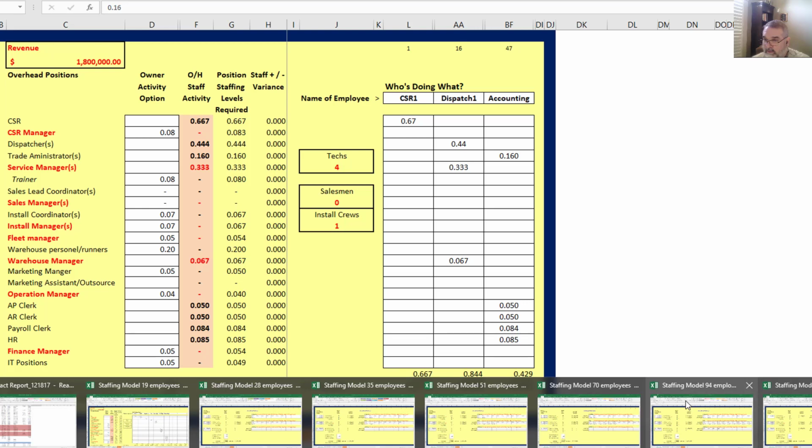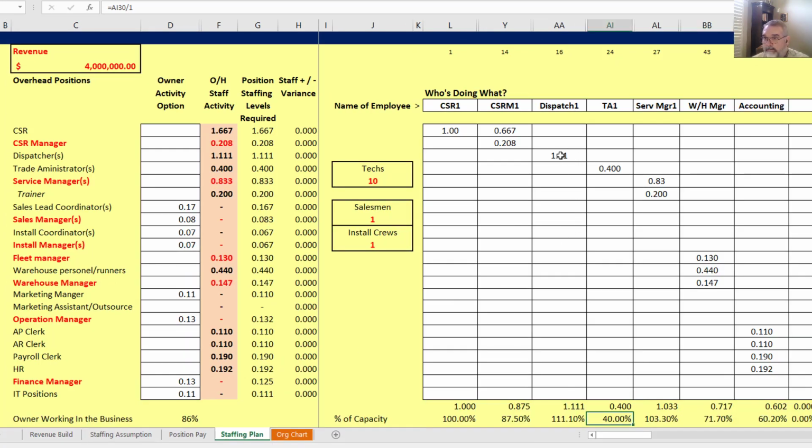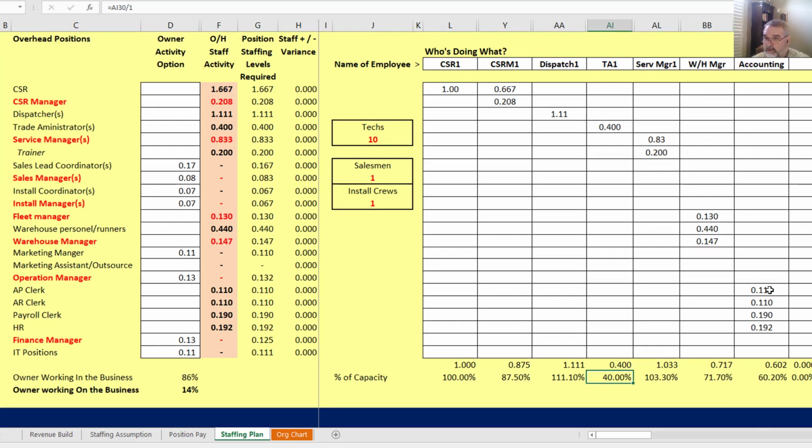So I'll go back to the 19 employee. And now accounting department is 60% here. It could be argued that, hey, we could just throw this back up here on the accounting department for the trade administrator. And you could do that. We could put in a 0.4 up here and put a 0 in here. Okay, and now that accountant is 100%.